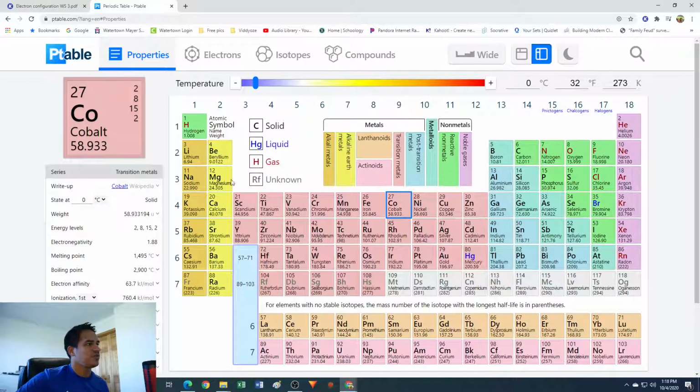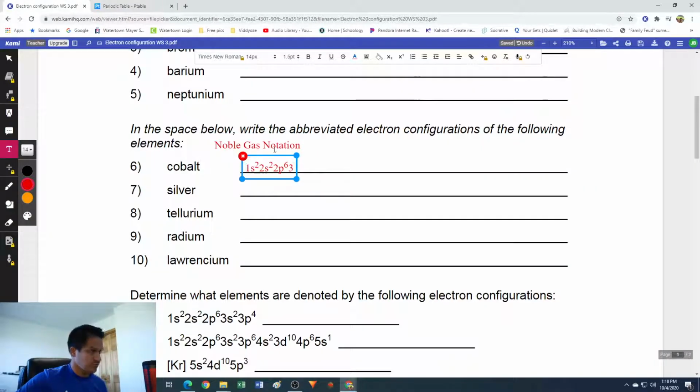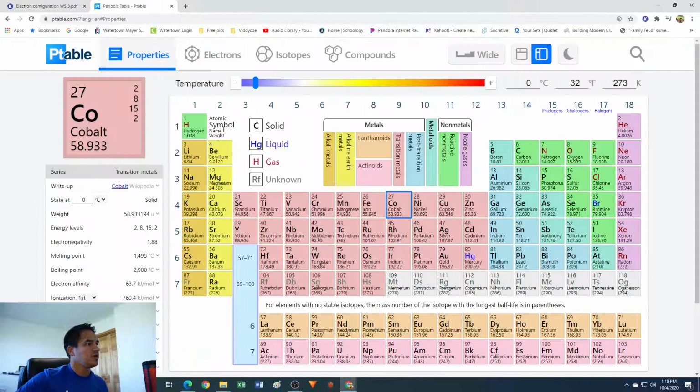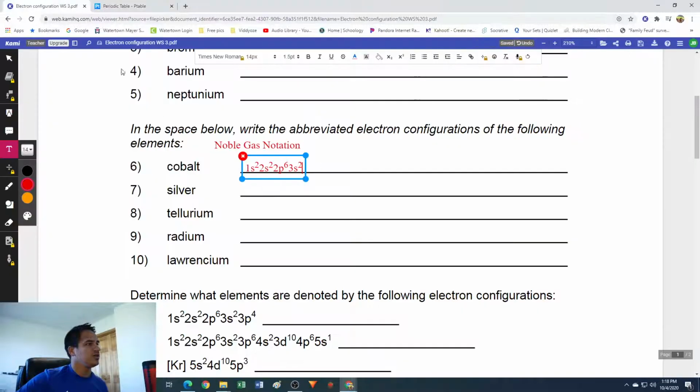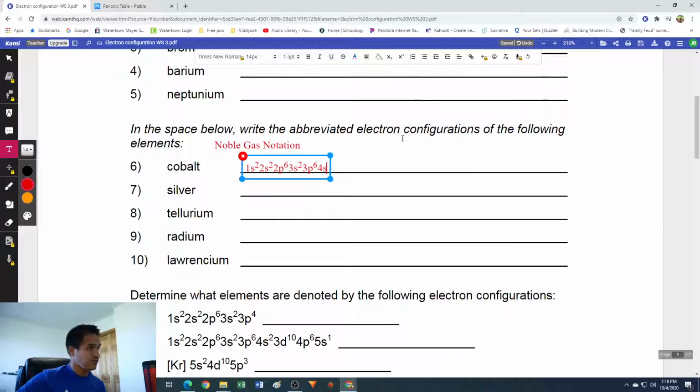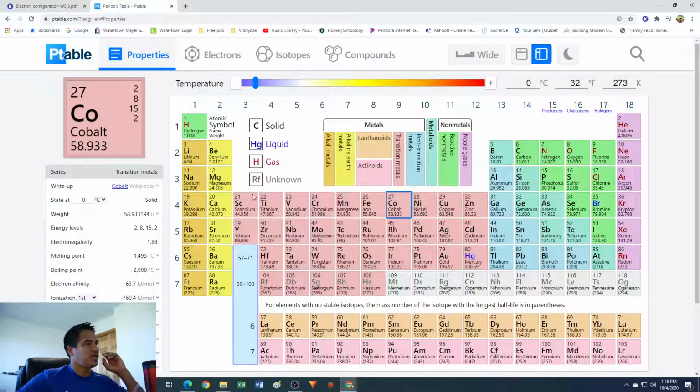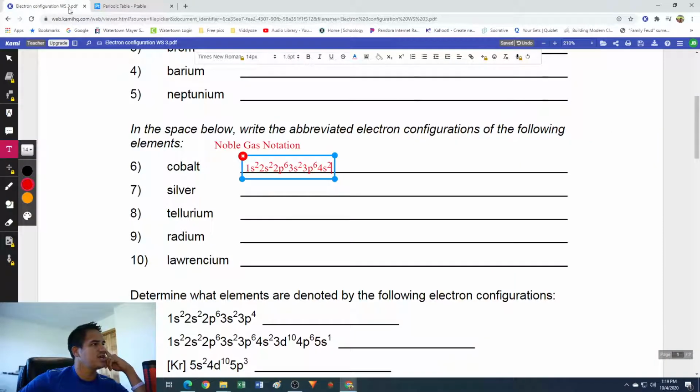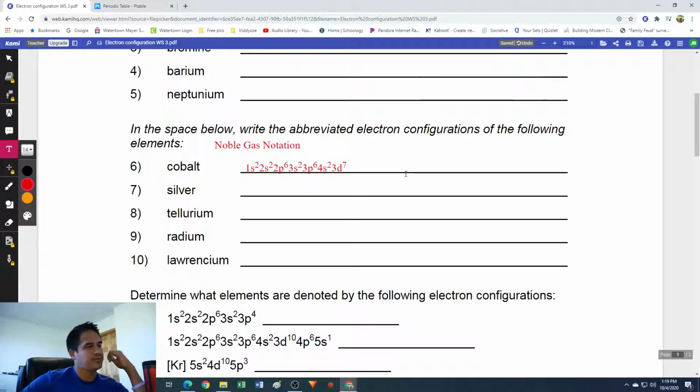After neon, we have sodium and magnesium. That's 3s2. After 3s2, we have the p block again. So we have 3p6 all the way up to argon. So 3p6. And then we have 4s2. That's potassium and calcium. And then cobalt is 1, 2, 3, 4, 5, 6, 7 elements into the d block. This is going to be 3d7. Okay, so this is the full configuration for cobalt normally.